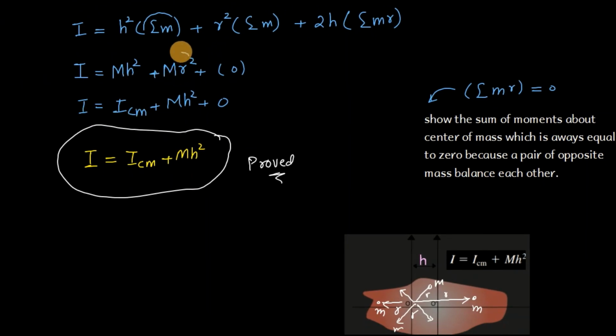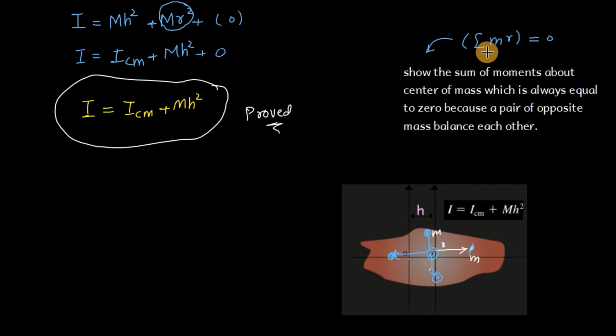But this Mr square is known as the rotational inertia about the center of mass. So this becomes I CM, and this Mh square stays Mh square. Now this term is equal to 0, the summation of all. This term, summation of mass into r, equals 0, because it shows the sum of moments about the center of mass, which is always equal to 0, because a pair of opposite masses balance each other.